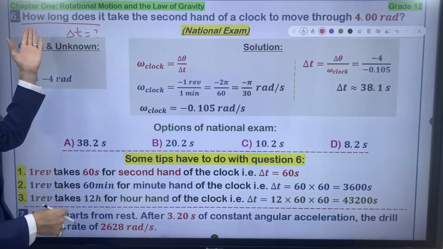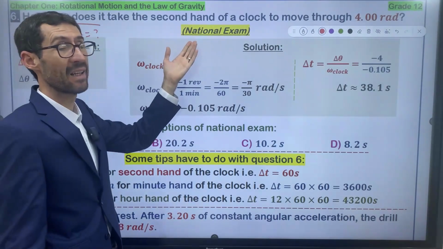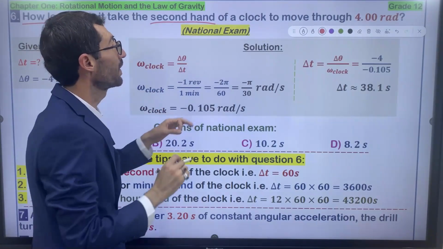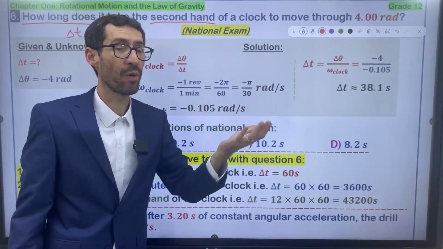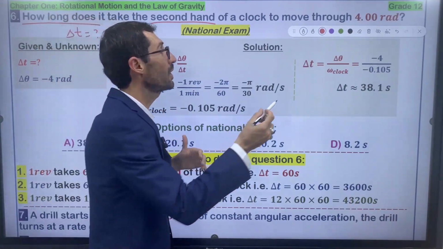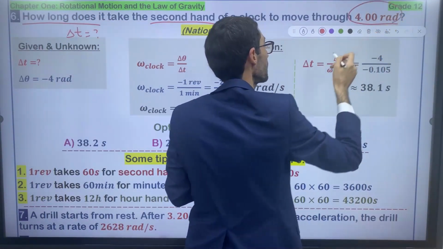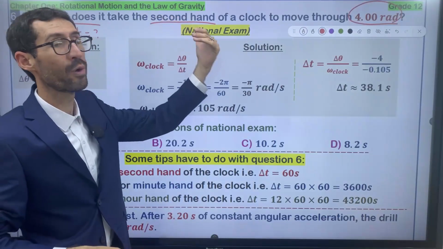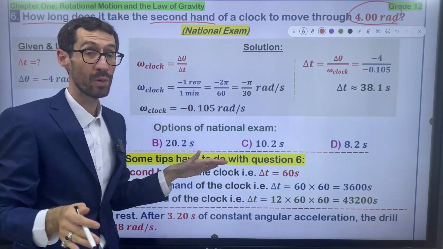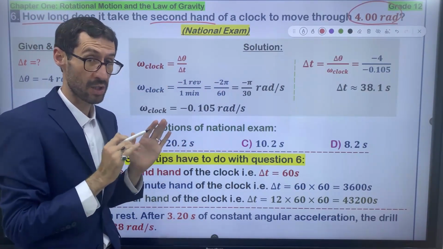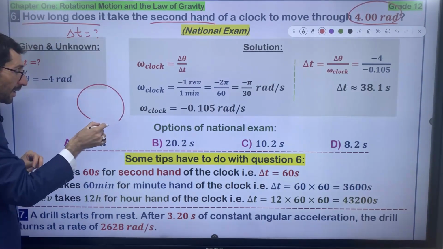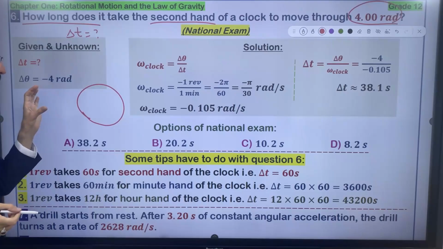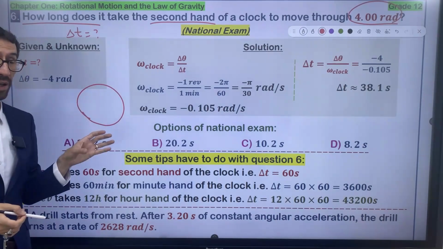Here it says, how long does it take the second hand of the clock to move through 4 rad? First of all, I want you to ignore this information, right? Don't care about 4 rad, as if this information is not in our question. Focus on a clock, and find omega for the clock.